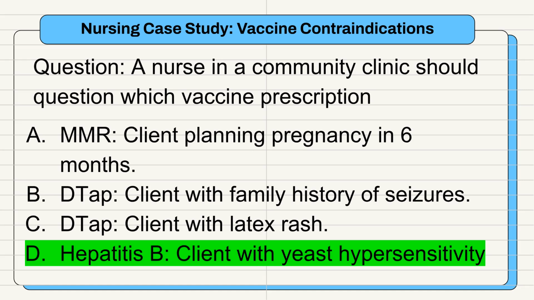The correct answer is D. Why? Yeast hypersensitivity is an absolute contraindication for hepatitis B due to the vaccine's yeast components, risking a severe allergic reaction. Option A is safe with contraception education, and options B and C don't involve true contraindications. Family history of seizures and a mild latex rash don't prevent DTaP administration.